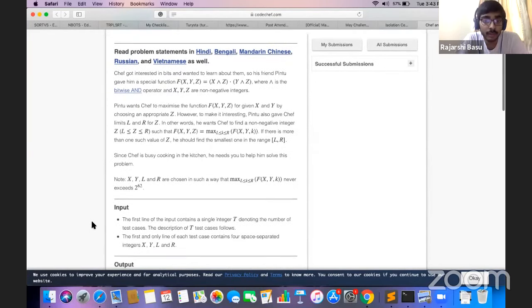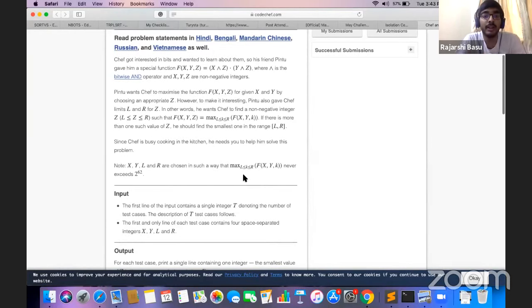What do we do here? So there's a function given f(x, y, z). It's basically (x and z) into (y and z). So if we are given x and y, we want to find the value of z, and there are certain restrictions on the value of z. It has to be greater than L, it has to be lesser than R, right?